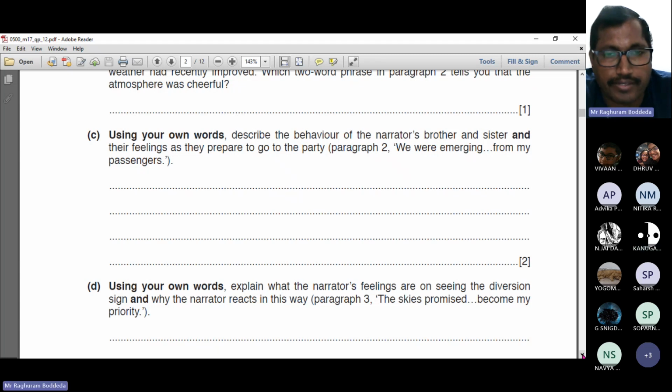Got it. Yeah, so you just use your own words. It means that mostly they're asking you not to use the same words. You need to paraphrase and write synonyms of those words from the source.